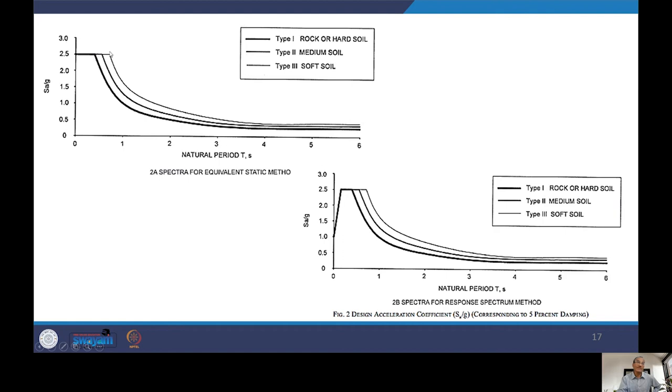The middle curve is for type 2, that is medium soil, and the top curve is for type 3, soft soil, which is the concern. You can see that when you consider the soft soil, the value of Sa by g is maximum here. That means even after a certain period, it stays at the same level. But in this case, there is another figure, which is for the response spectrum method. You can see that all 3 curves start from value 1, and then they become 2.5.